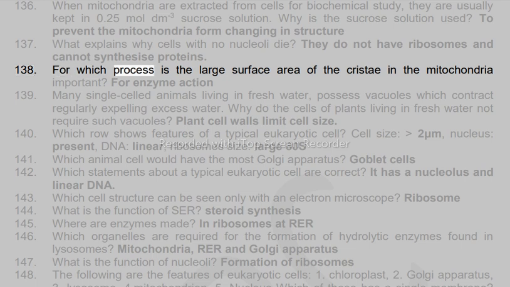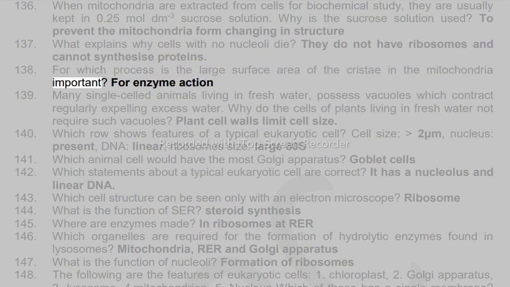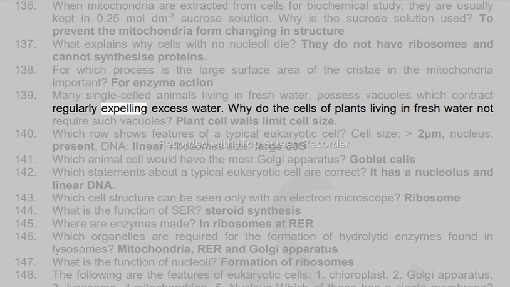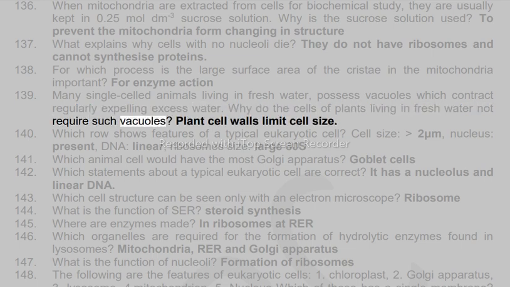138. For which process is the large surface area of the cristae in the mitochondria important? For enzyme action. 139. Many single-celled animals living in fresh water possess vacuoles which contract regularly, expelling excess water. Why do the cells of plants living in fresh water not require such vacuoles? Plant cell walls limit cell size.